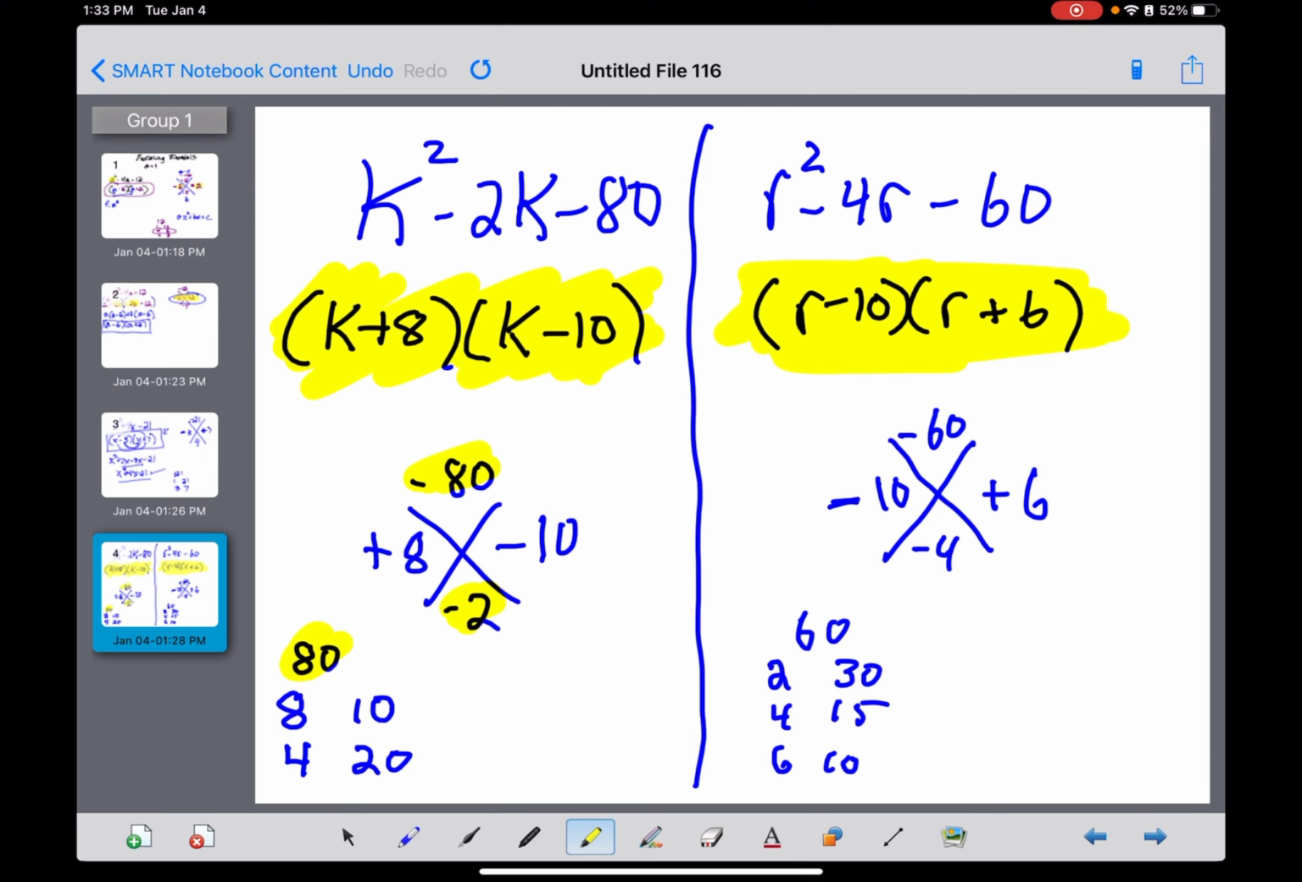Factoring trinomials, a is equal to 1. Any questions with this? Going once, going twice. Sold.